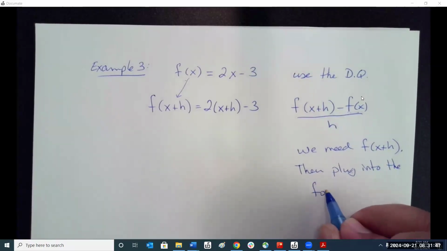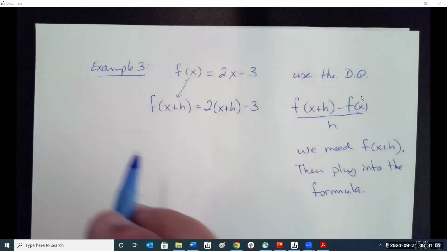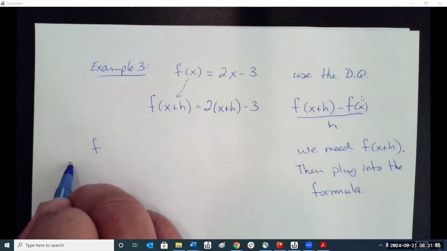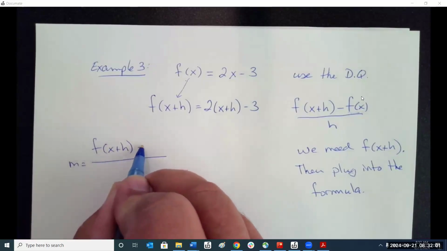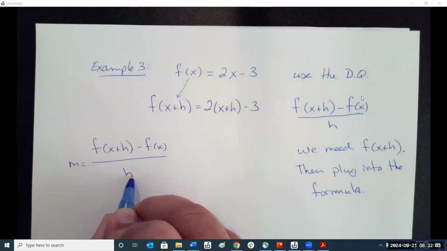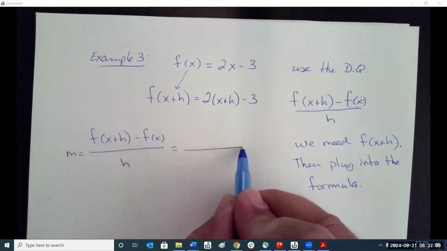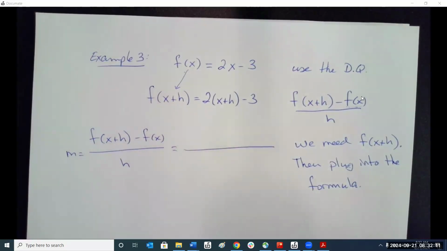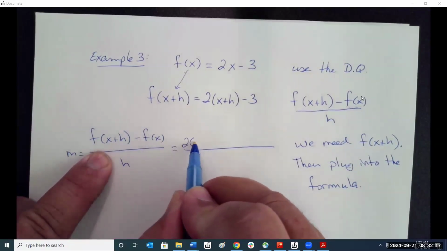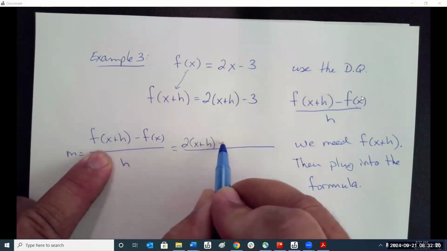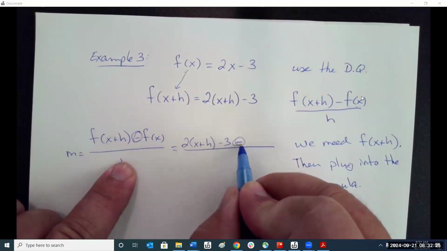And plug into the formula. So our formula for our slope is f of x plus h minus f of x over h. So f of x plus h is 2x plus h minus 3. There's the minus sign.